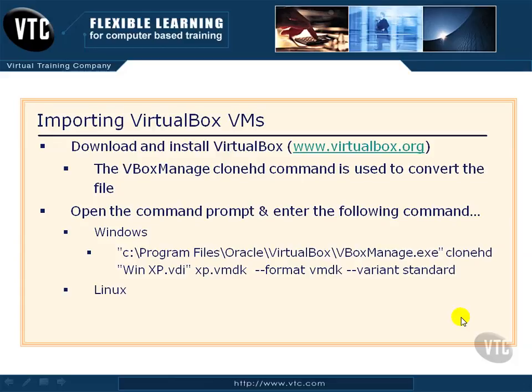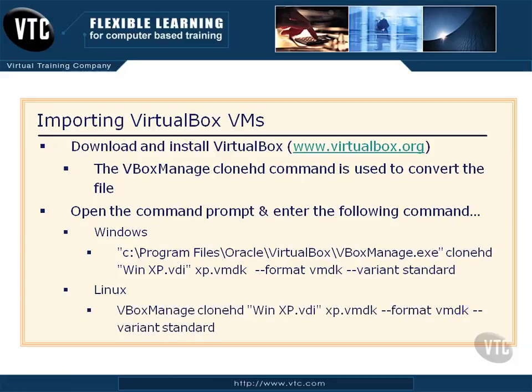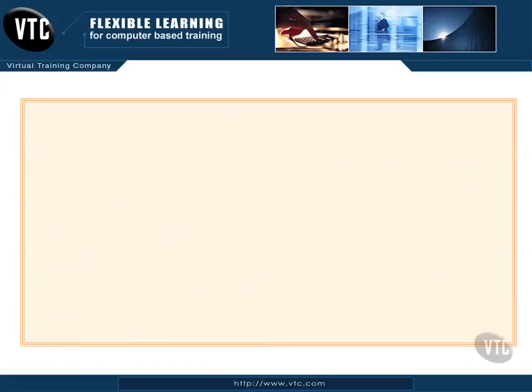And if you're in the Linux environment, this is what your command's going to look like. You're going to say VBoxManage clonehd, the name of the file that you're converting, the name you're going to convert it to, and the file name and the format. And you're going to say dash dash format VMDK space dash dash variant standard, just like before, and it'll take a couple of seconds, and then you're going to have a VMDK file out there.